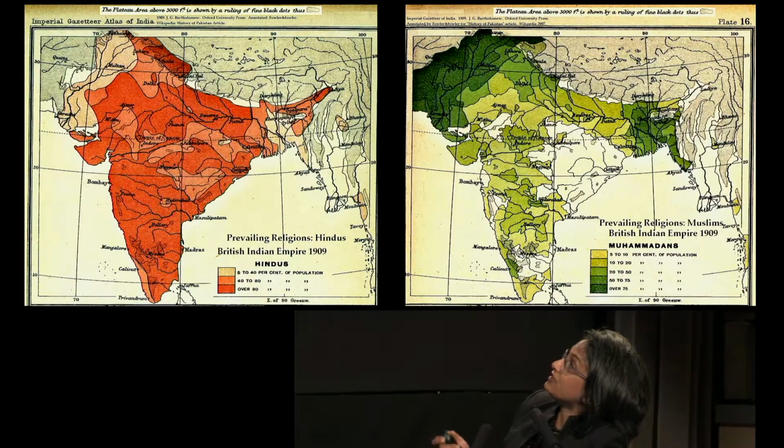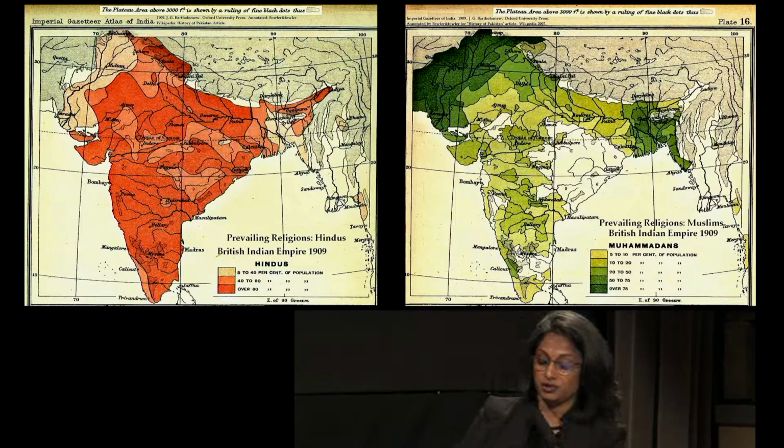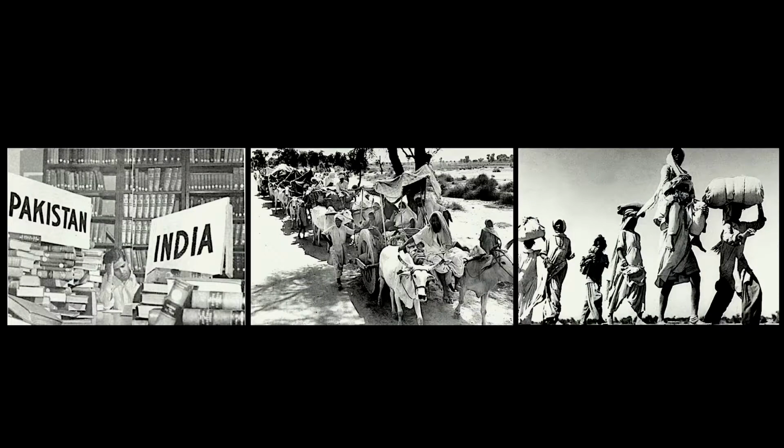There's some over here. And the darker, the red areas are actually showing the Hindu population. And based on these, the whole Indian subcontinent was divided in 1947. And you see that India and Pakistan came into being. There was one of the largest forced mass migrations that took place at that time.